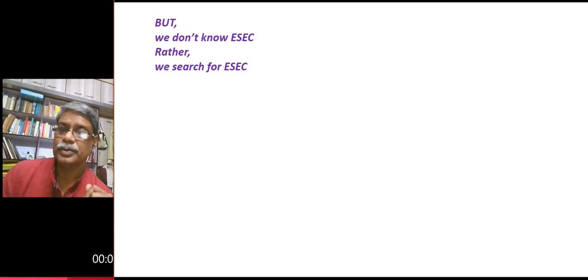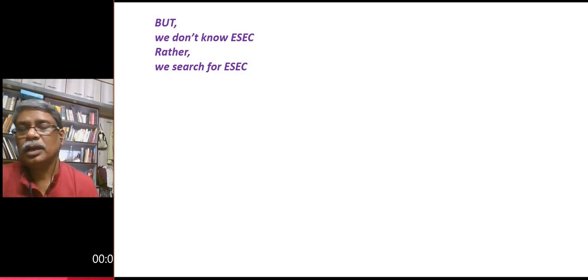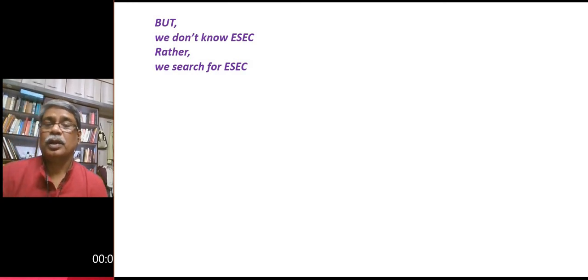But in our case, we don't have the secret E value. Rather, we are searching for the E secret value. So the same logic, can it be applied? A problem, a question. Of course, we cannot apply it on the basis of comparison with energy, because energy itself is not known and we are in search of that energy.